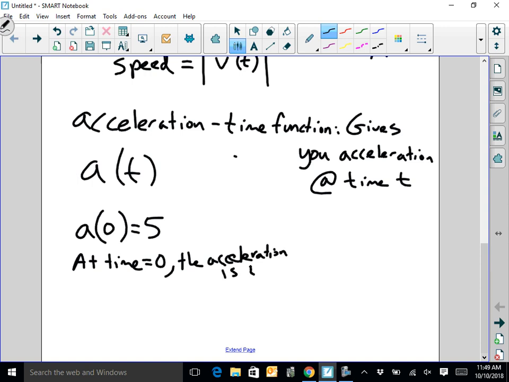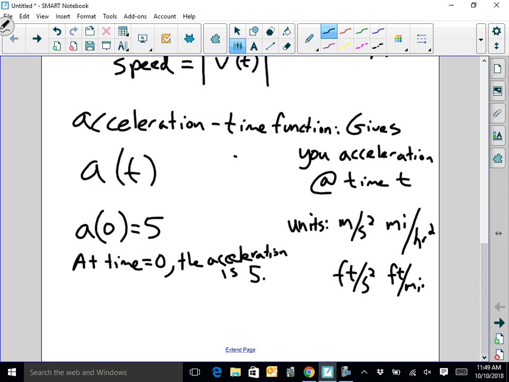Units for acceleration, we should know these from physics, but just to be careful, meters per second squared, miles per hour squared, we could see feet per second squared or feet per minute squared. It's always a distance unit divided by a time unit squared. Okay.